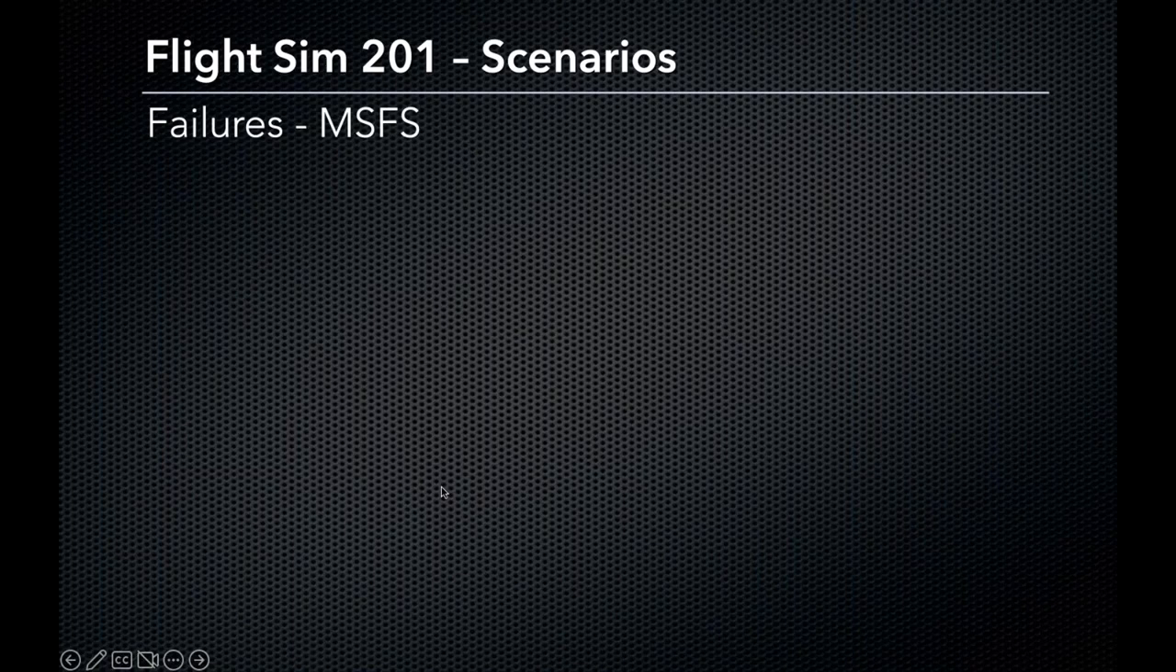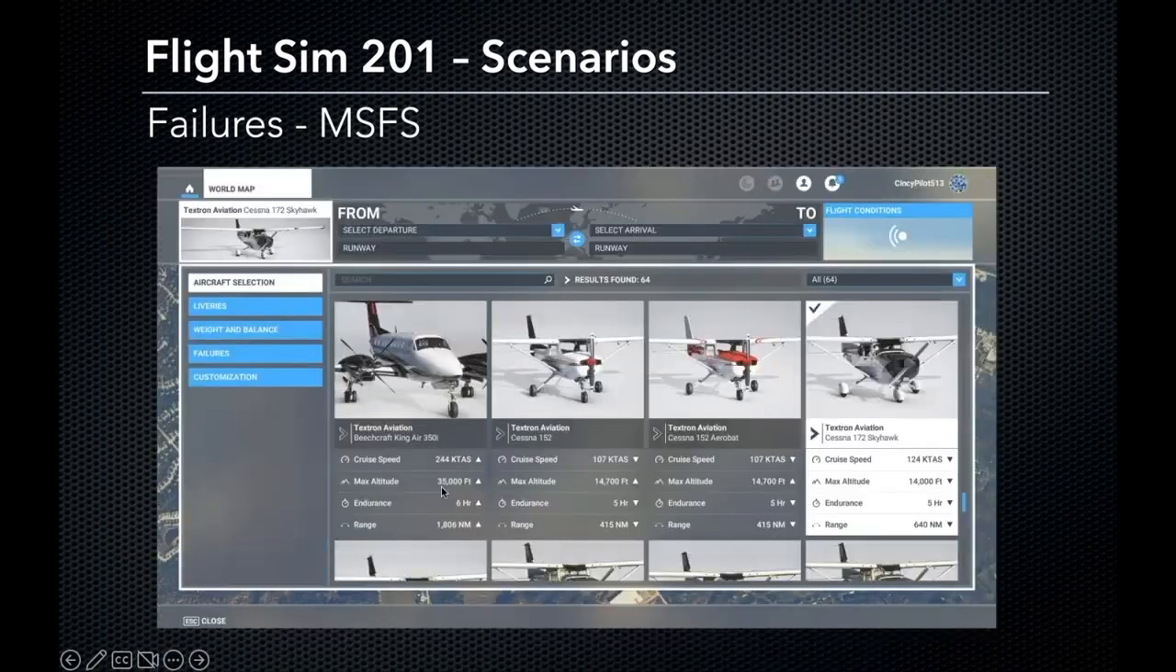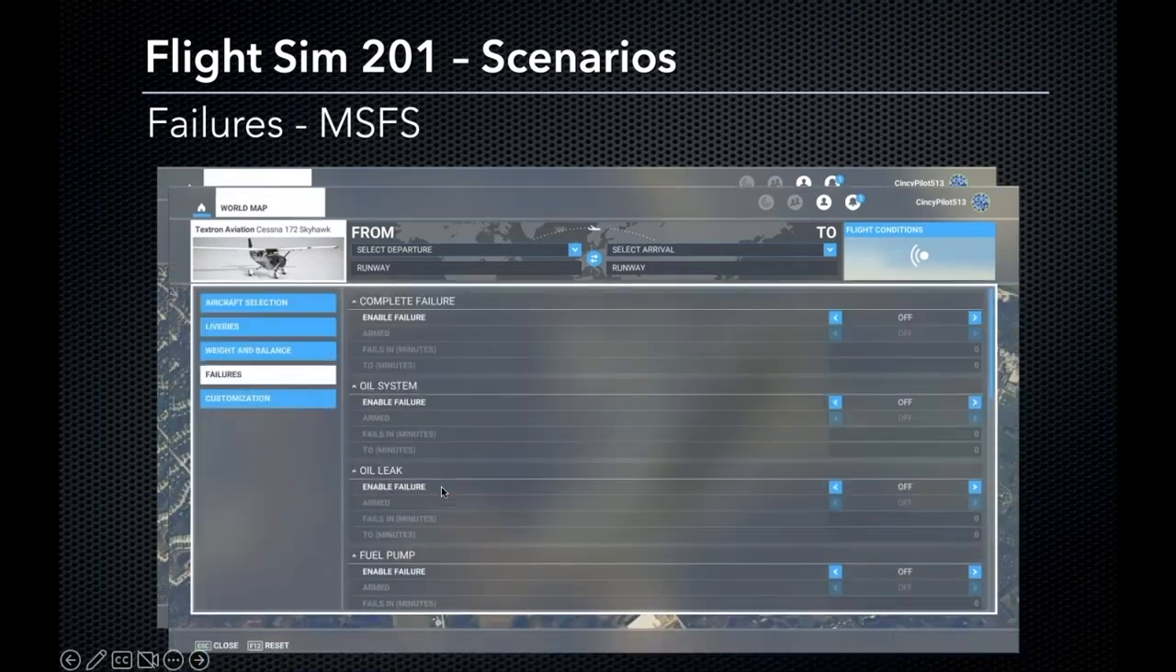Starting off with failures from Microsoft Flight Simulator, once we have our aircraft chosen, you'll see failures on the far left tab. We can choose those, and it's going to give us about 7 or 8 failures for the Cessna 172 that we can pre-program. So we can see a complete failure of the engine, an oil system failure, oil leak, fuel pump. There's also a fire issue, things of that sort.